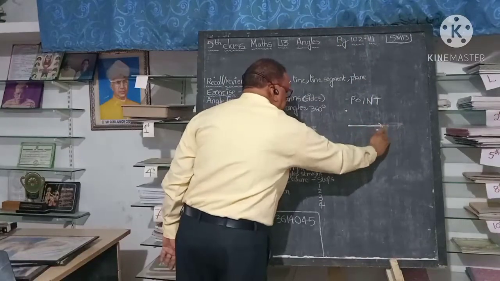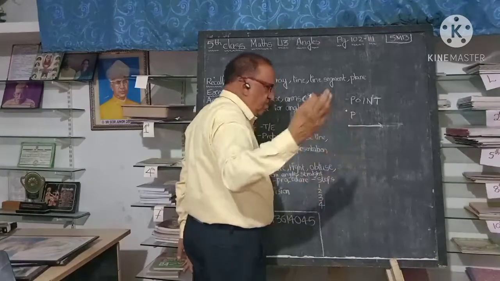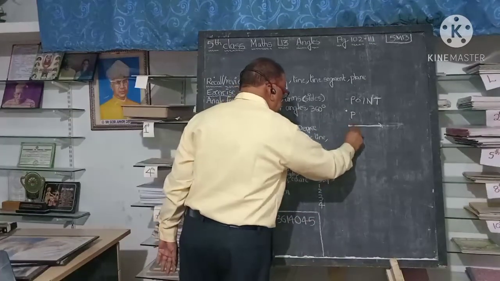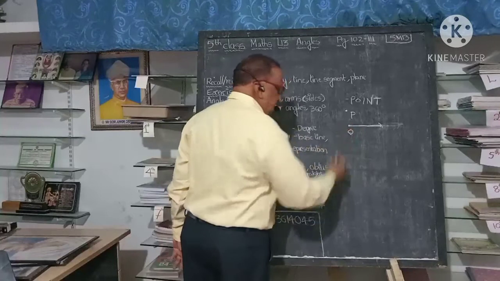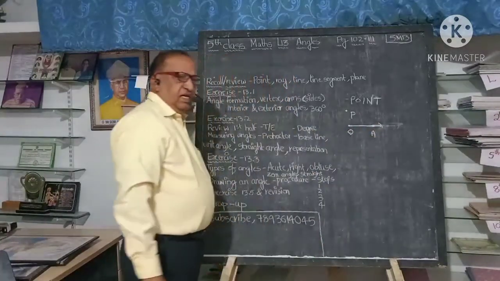So a ray, this point is P, let's say P or A, B or whatever. Let's say O is the origin, that is the end point. And suppose you have A here, OA is the ray.